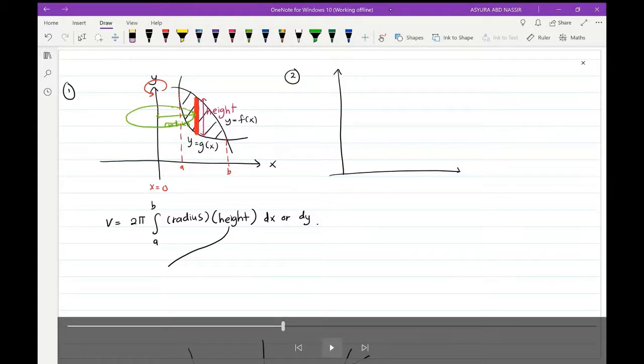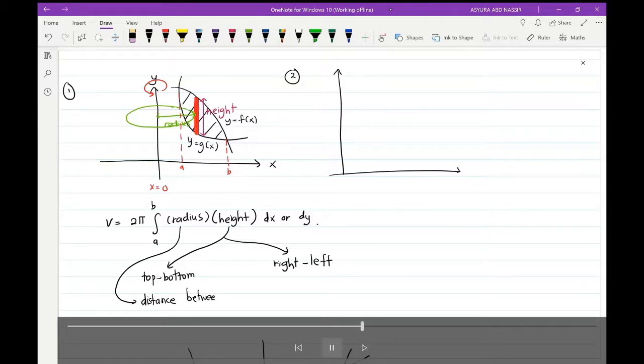Right, the height will be either top minus bottom or right minus left. So here your height will be top minus bottom, or right minus left. It's not the radius anymore. And your radius is the distance between the strip and the rotation line. So look at the distance.